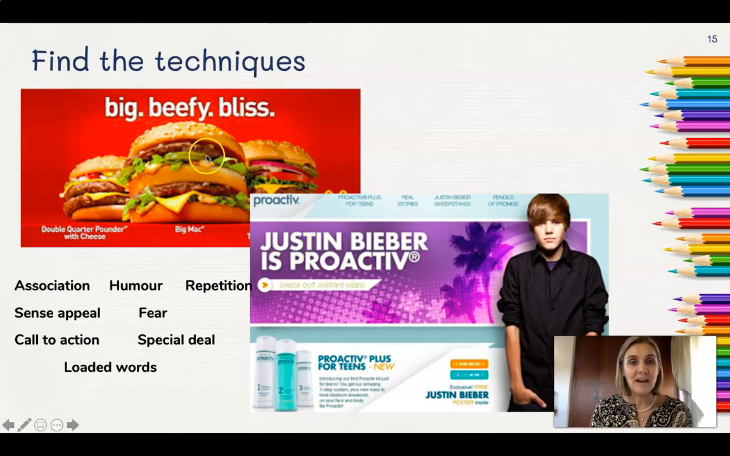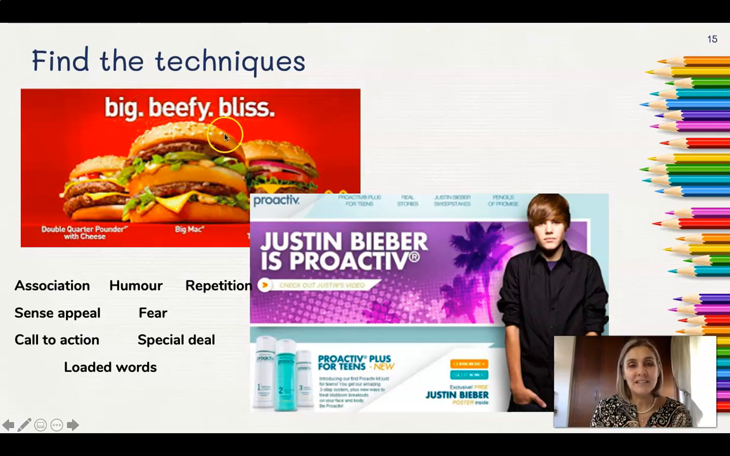Right, so I hope you found out with this one. There's some repetition. Big Beefy Bliss. It is alliteration, especially the first two words, not really the third one, because remember, alliteration is the repetition of consonant sounds, and the sounds have got to be the same. So bill is not the same as big. So Big Beefy Bliss, it's a bit catchy.